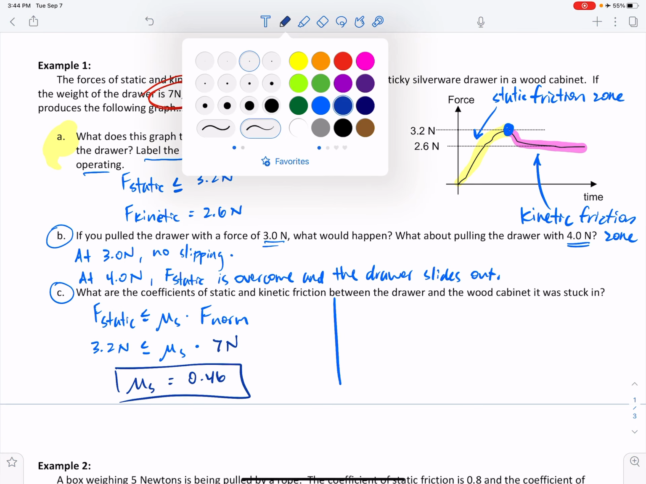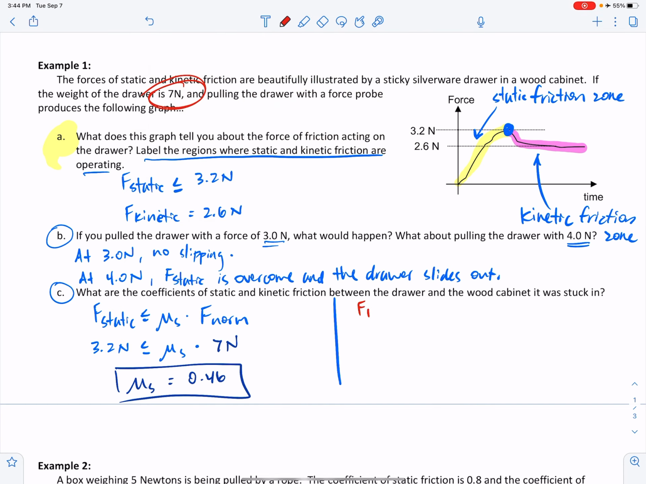What about our coefficient of kinetic friction? Well, to do that, F kinetic is equal to mu sub k times the normal force. From the graph, the kinetic friction force is 2.6 newtons. Mu sub k is my unknown, and then the normal force is still 7 newtons. And so doing the algebra, right, dividing, I get that mu sub k is 0.37.